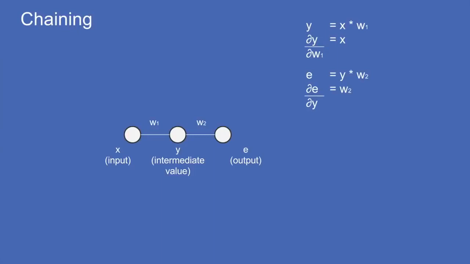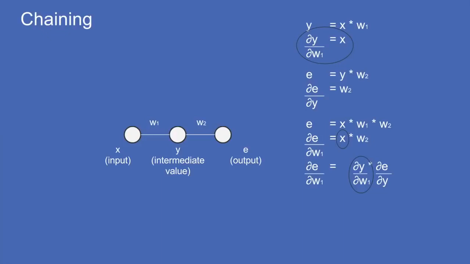Similarly, for the next step, we can see that e is just the value y times the weight w2. And so when we calculate dE/dy, it's just w2. Because this network is so simple, we can calculate from one end to the other. x times w1 times w2 is the error e. And so if we want to calculate how much the error will change if I change w1, we just take the derivative of that with respect to w1 and get x times w2. So this illustrates that what we just calculated is actually the product of our first derivative, dy/dw1, times the derivative for the next step, dE/dy, multiplied together.